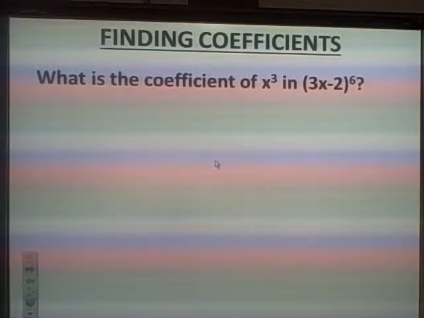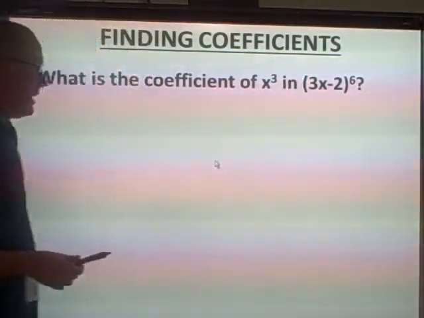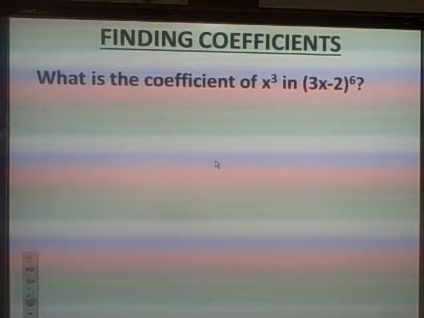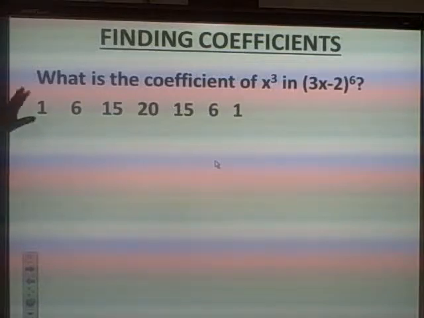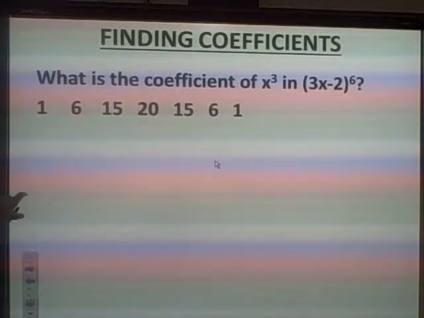So a slightly longer question this time, because we're going up to the power of 6. Also I've got a negative in here, and rather than just x, I've got 3x here. So I'm going to start by looking at the row of Pascal's triangle that starts with 1, 6. And if I was to start doing this question, then I would do 3x all to the power of 6, 3x all to the power of 5, power of 4, power of 3. So 20 is the number that I'm interested in with this question.